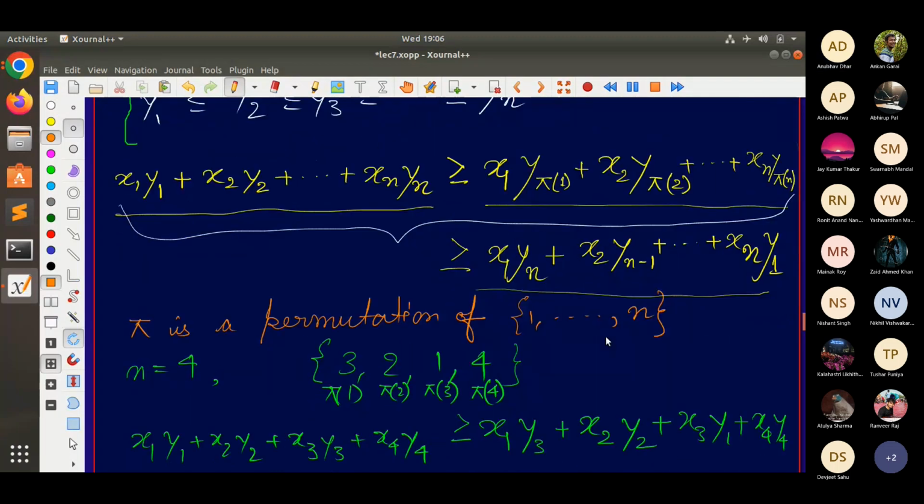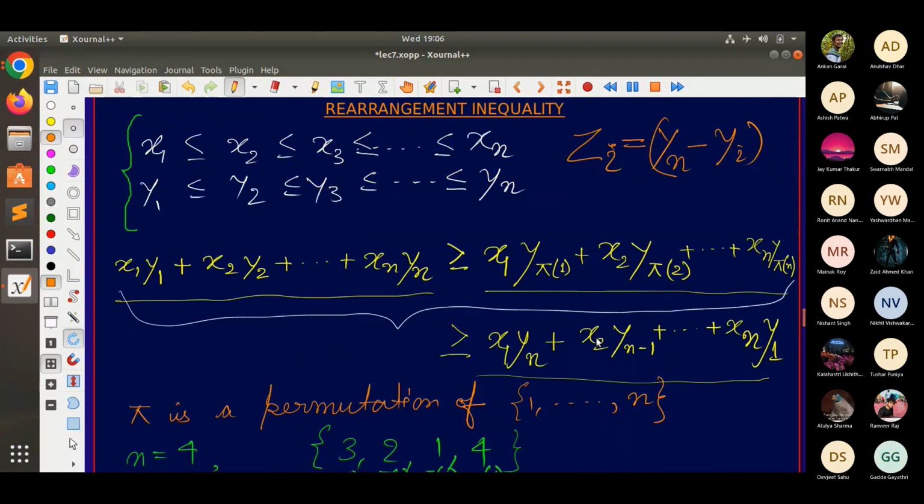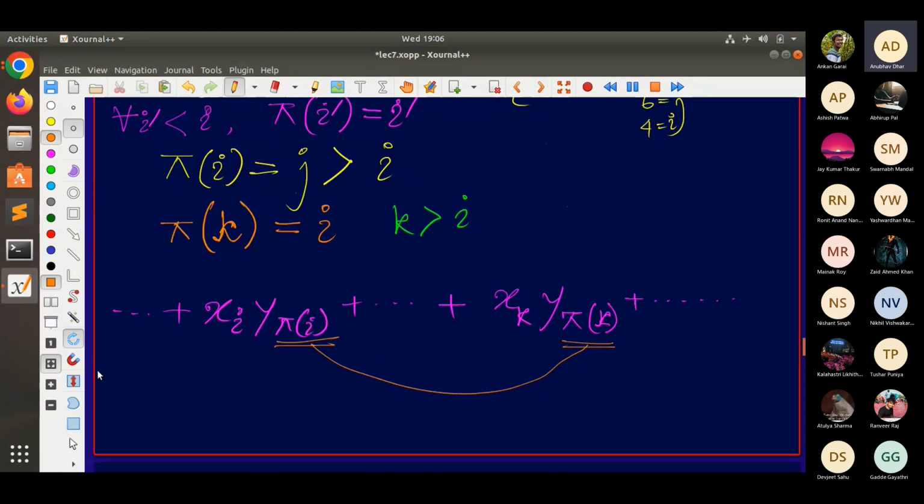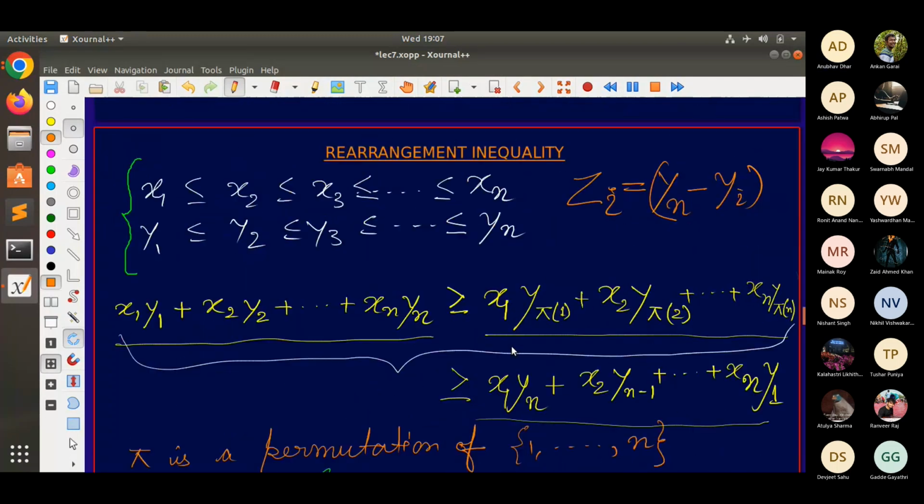But I proved the first part using that only. Like I choose i less than j, those are two indices, and i less than j. So xj minus xi is greater than 0, and yj minus yi is greater than 0. So I now multiply it. Exactly, that is the exact way you complete this proof. Yes. Okay, that's very good.